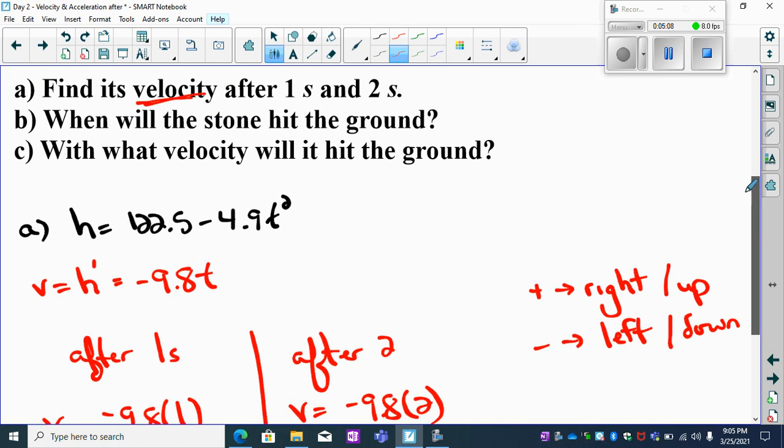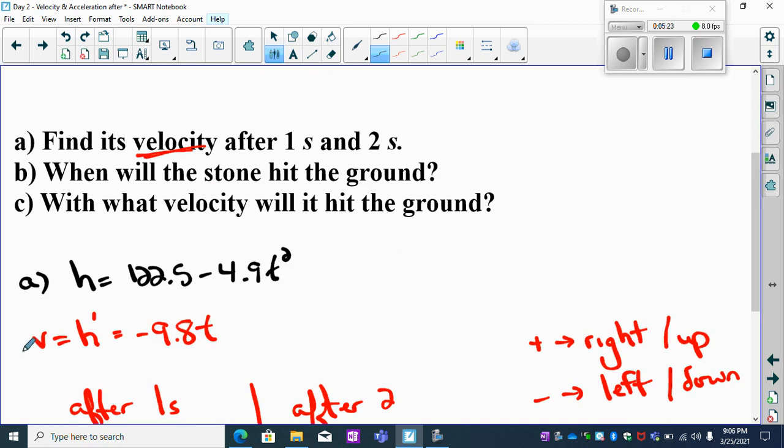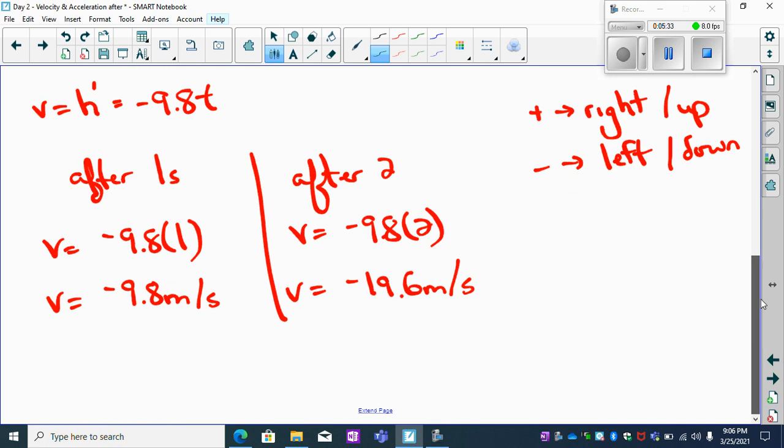Part B, when will the stone hit the ground? Okay, well think about that for a second. When will the stone hit the ground? We have these two formulas. We've got one that tells us the height of the stone and one that calculates the velocity of the stone. When the stone hits the ground, think of what the height will be. Well, in this particular case, it hits the ground, the height will be 0.